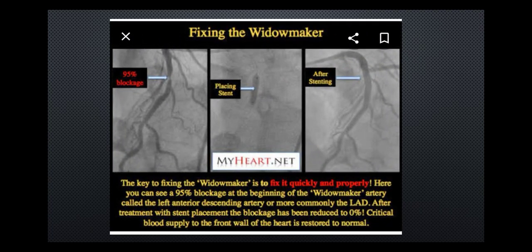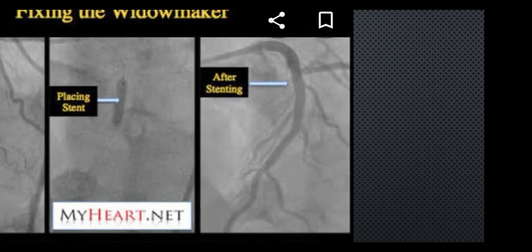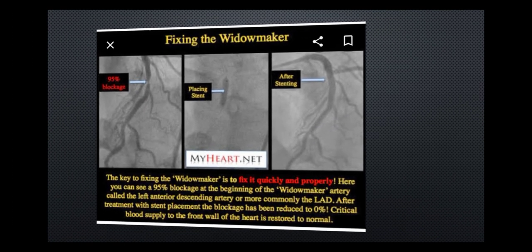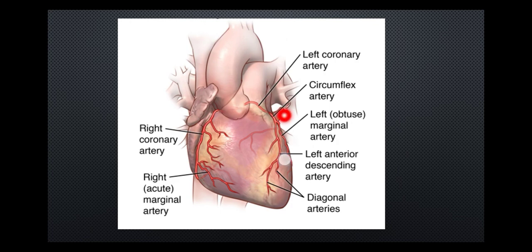This, let us have a look, is the anterior descending artery, and this is almost 95% blocked. The incredible doctors open it up by putting in a stent, and as a consequence, blood supply is restored and a heart attack avoided. This is the left anterior descending artery, and this is the one that most often gets blocked, the left and the right coronary artery.